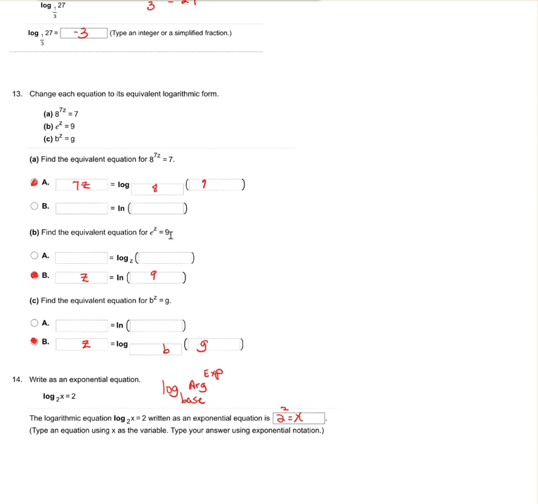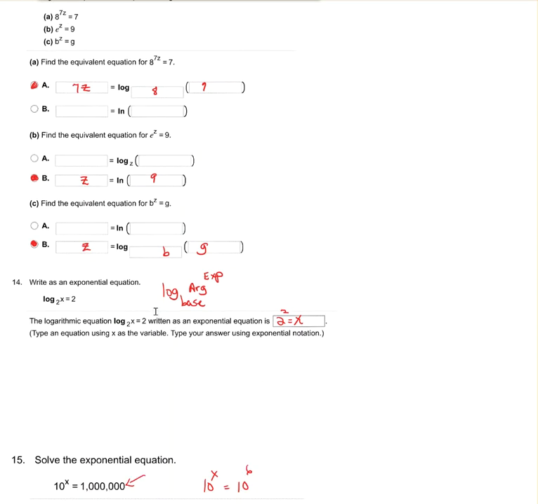E to the z equals 9. Well, that's ln, and you don't have a base e, but the exponent is here, the z, so it's ln of 9 equals z. B to the z equals g. Well, that's a log because we don't have an e as a base. The base is b, the exponent is z, g is left.